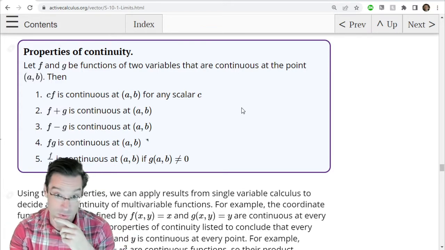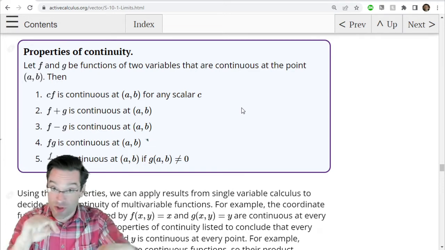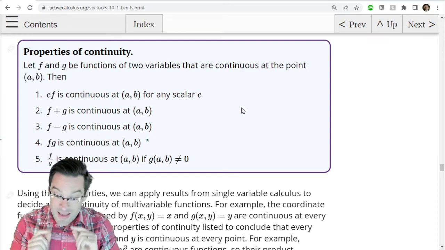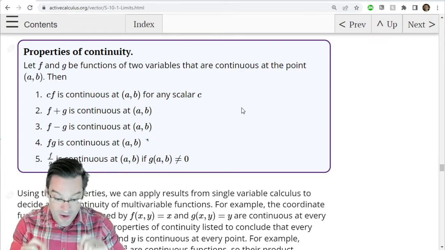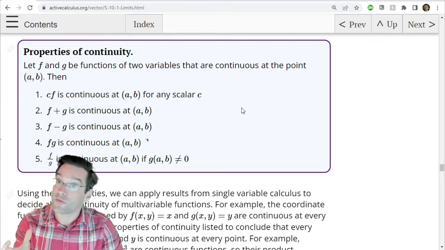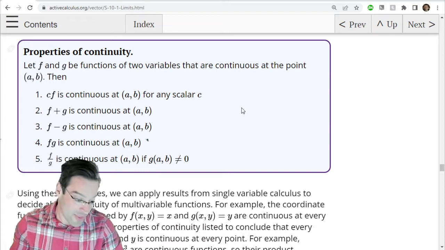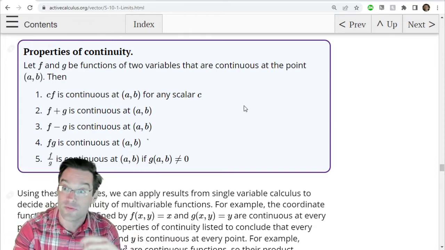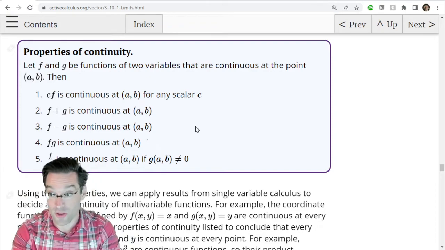So the good news is that it's not going to be enough for us to check enough approaches to guarantee that a limit exists. But if we can justify that a function is continuous using single variable calculus principles, then those combinations of single variable functions, when they make multivariable functions, make continuous multivariable functions.